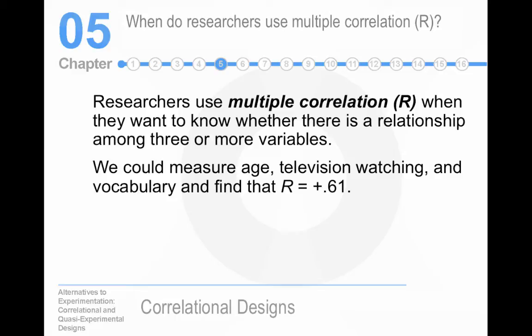Researchers use multiple correlation when you want to know if there's a relationship between three or more variables. So for example, you have a criterion variable, which you label as Y, and this could be something like lifespan, and then predictor variables, which you label as X, and that could be something that predicts lifespan, like gender, women live longer than men, smoking, non-smokers live longer, and education. Generally, the more education you have, the longer you live.